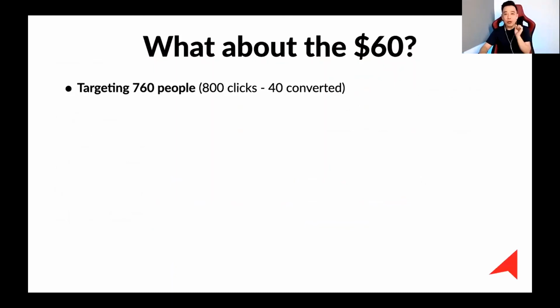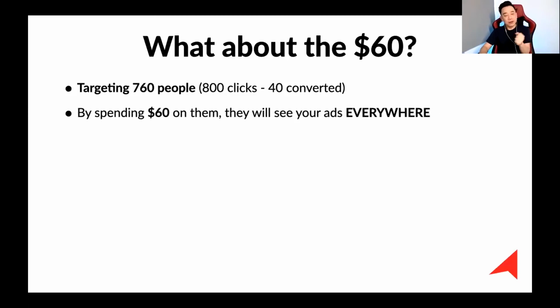When you are able to target 760 people with $60, that's a crazy coverage for you. If you spend this kind of money on this number of people, they will literally see you everywhere. You will become the omni-channel brand. They go on Facebook, they see you. They go on Messenger, they see you. They go on other mobile apps to play games, they see you. They see you everywhere, so they will have the impression that, wow, this guy is rich, I see this ad everywhere.